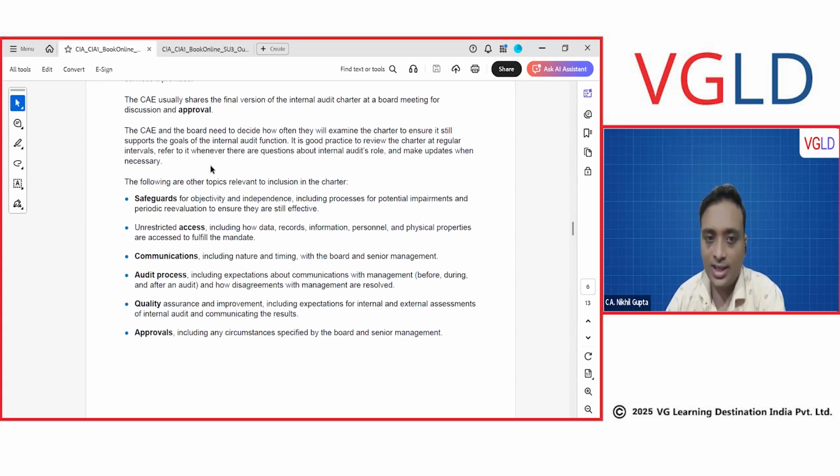Second point is unrestricted access. We already discussed it. That includes how data, records, information, personnel, and physical properties are accessed to fulfill the mandate.